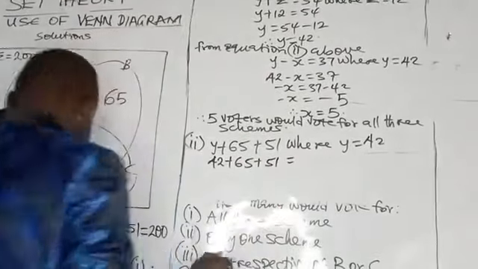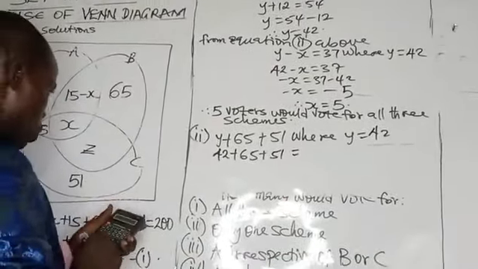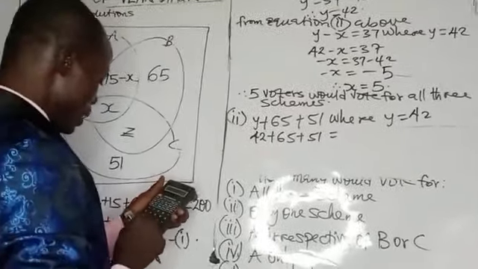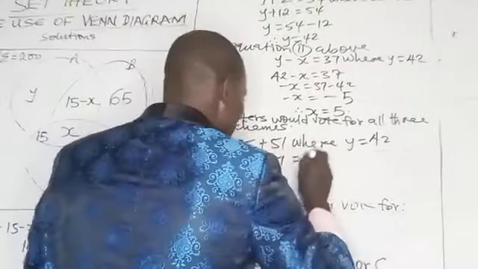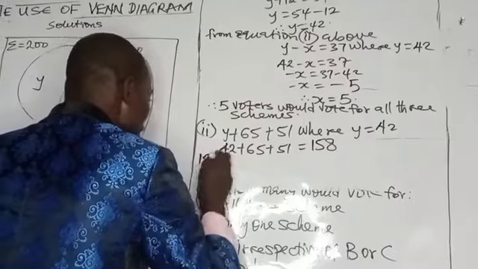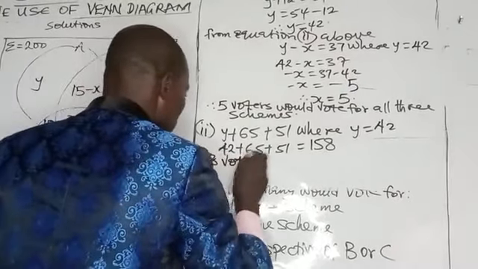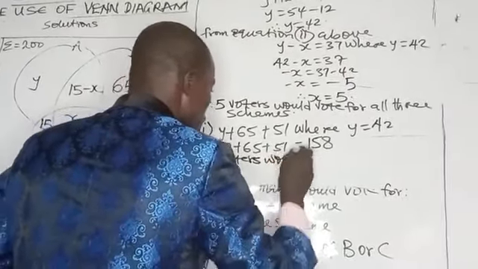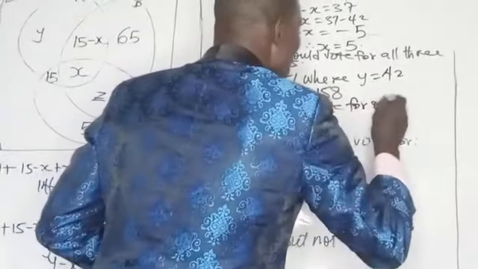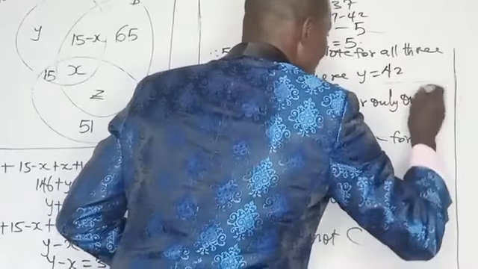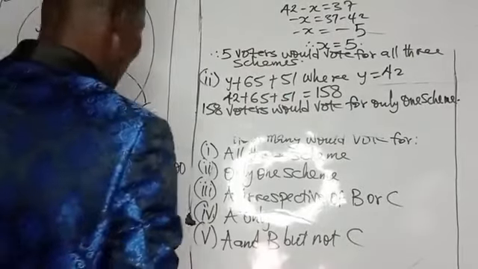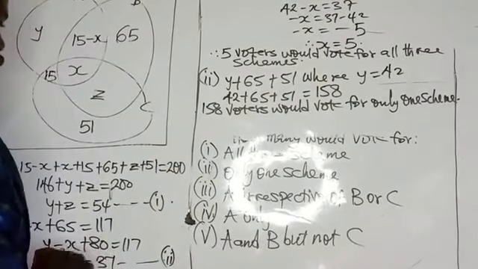Now let's sum that up. 42 plus 65 plus 51. That is total 158. So your answer will be 158 voters would vote for only one scheme. That is the answer to Roman figure 2.